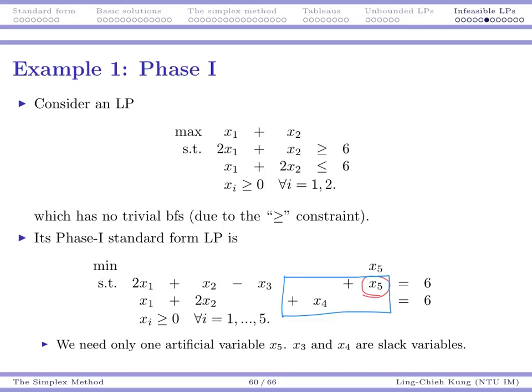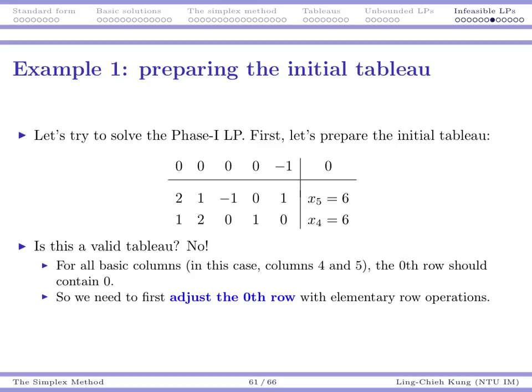And then whatever objective function we have, we don't care, because now we focus on constraints to solve the feasibility problem. We modify the objective function to be minimize the sum of artificial variables. So we now want to push x5 to be as small as possible. Now we want to solve this phase 1 linear program.